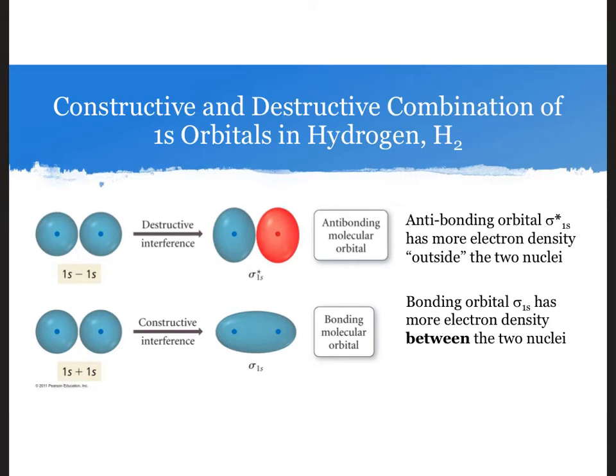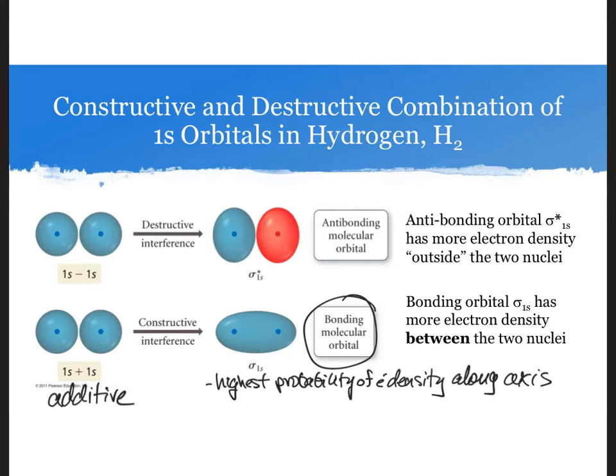We see that when 2 hydrogen atoms come together, the 1s orbitals from each undergo an additive combination to form a sigma 1s bonding orbital, which has the highest probability of electron density along the internuclear axis, has lower energy than the 1s atomic orbitals, and if occupied by electrons, forms a sigma bond.